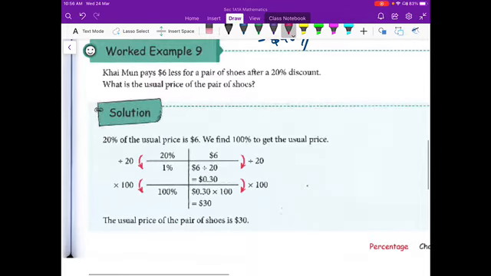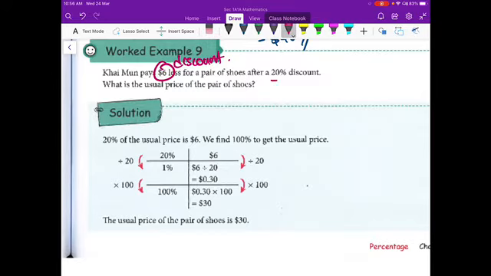Okay, let's take a look at this worked example number 9. This person pays $6 less for a pair of shoes. She pays $6 less. Do you understand what is happening? How much did she pay less? $6 less, right? So that $6 is the discount. This is the discount. Okay? Must understand the English. Did they say that the original price was $6? No. Did they say that she paid $6? No, she paid $6 less. Okay, that's a discount, $6.